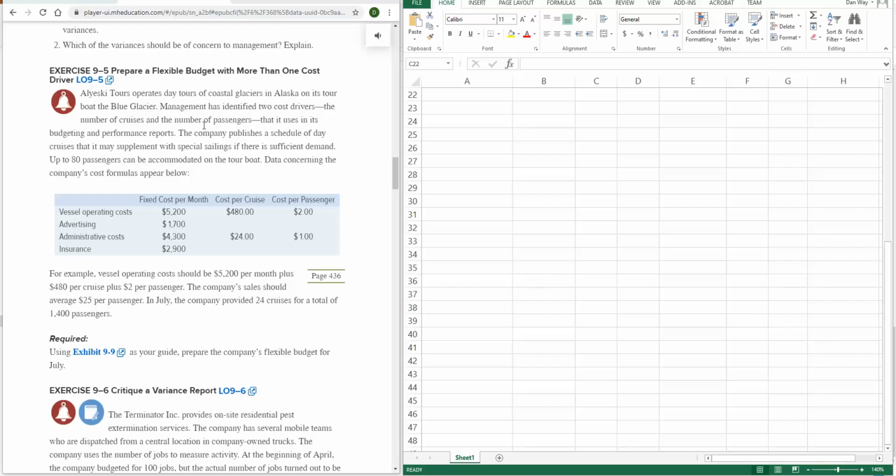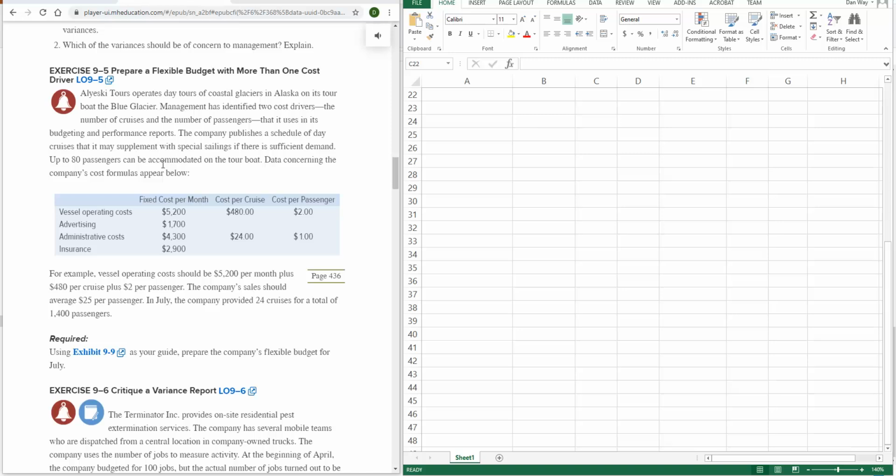Next, we're going to take a quick look at exercise 9-5, preparing a flex budget with more than one cost driver. For most of you, this is probably fairly intuitive from the reading, but I just want to make sure we're extra clear on flexing budgets when we have more than one cost driver to consider per cost. So here we were given this example of a tour company that operates tours of glaciers in Alaska. We've identified two cost drivers, the number of cruises and then the number of passengers on cruises that we use for budgeting and performance reports.